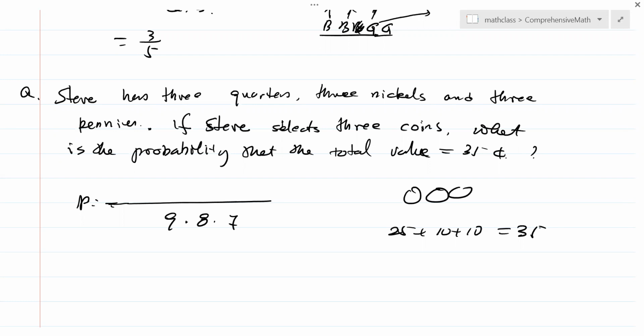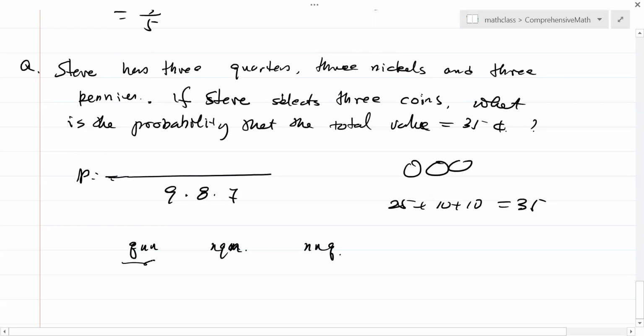So here's the answer. First of all, let's look at possible patterns, okay? Because we count the order, otherwise the denominator would not be 9 times 8 times 7. And then you have Q, N, N; N, Q, N; N, N, Q. For each pattern, how many possible ways to get this, right? You have to select a quarter first, so 3. Then you have to select 2 nickels. For the first nickel you have 3 choices. Second nickel, you got 2 choices, okay? Total will be 18, okay?